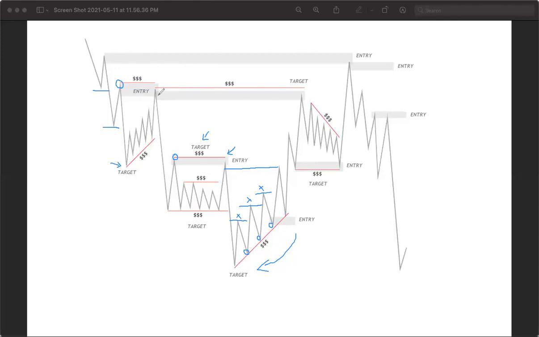So with that being said, from that area, sorry, my mouse died 1 second.